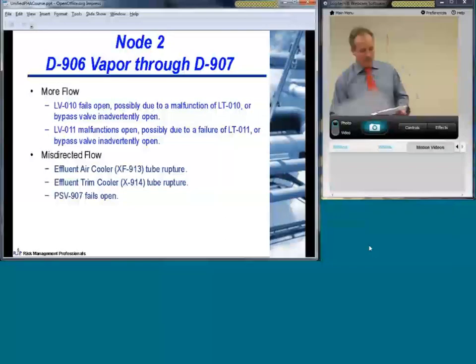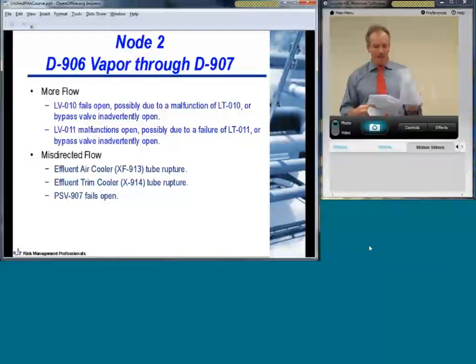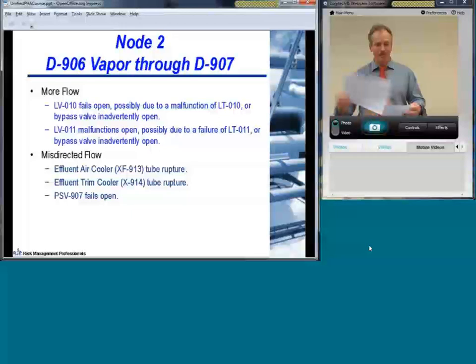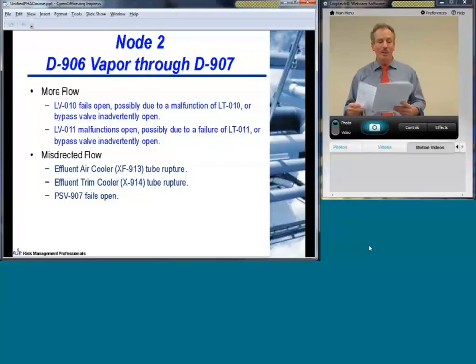Okay, so let's talk about some temperature issues for this node. There's a lot going on with respect to temperature. XF913, the fin fan cooler, and 914, those are going to be the situations where you want to look at things like fan failures. You want to look at things like loss of cooling water.